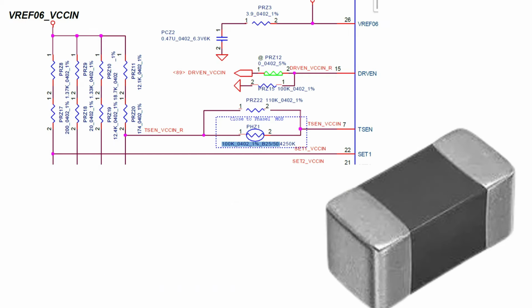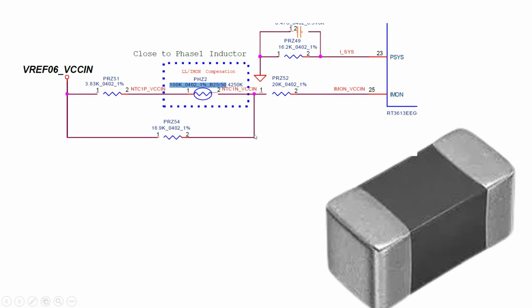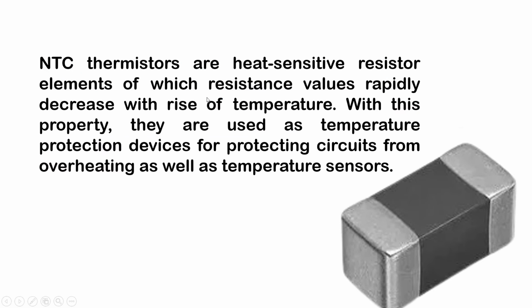That thermistor is connected here, also to the VCC in point. See here PSZ1 and here PSZ2. NTC thermistors are heat sensitive resistor elements whose resistance values rapidly decrease with the rise of temperature. With this property, they are used as temperature protection devices for protecting circuits from overheating, as well as temperature sensors. Just as I told you, once the heat increases, the value of the resistance also decreases. That's why it's called a negative temperature coefficient.